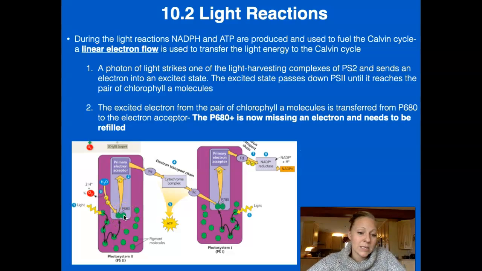Here, when it gets to P680, the chlorophyll pair, it's going to send an electron to an excited state, but because of the environment, because of the pair of molecules, because of what is surrounding it, instead of that electron coming back down to a ground state, it is sent to another molecule. It is sent to an electron acceptor. So remember in cell respiration that oxygen was an electron acceptor. And so now here, understand that P680 is missing an electron and it needs to be refilled.